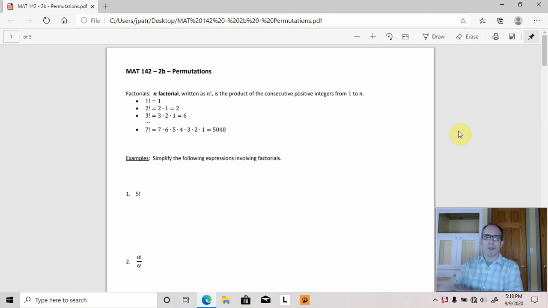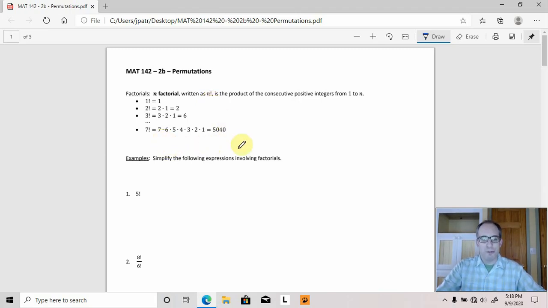So n factorial, like it says there, is written as n with an exclamation point. The exclamation point means factorial. It's the product of the consecutive positive integers from 1 to n, even though usually you write them in decreasing order instead of increasing order. So if you look over here, 1 factorial is just 1. Then 2 factorial is 2 times 1, so that's 2. 3 factorial is 3 times 2 times 1, so that's 6, and so forth.